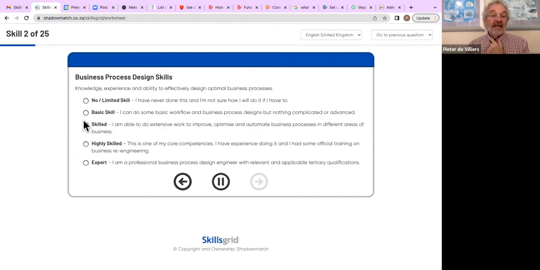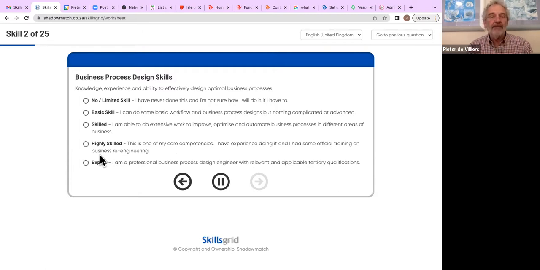complicated or advanced. Skilled, I am able to do extensive work to improve, optimize, and automate business processes in different areas of business. Highly skilled. This is one of my core competencies. I have experience doing it, and I had some official training on business re-engineering. Expert. I'm a professional business process design engineer with relevant and applicable tertiary qualifications. So this says I can do this.